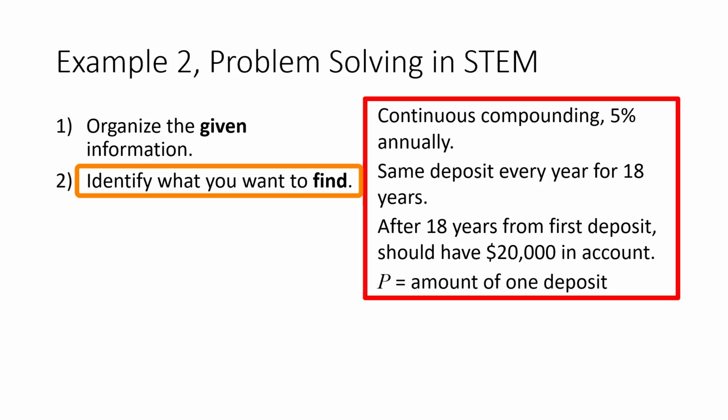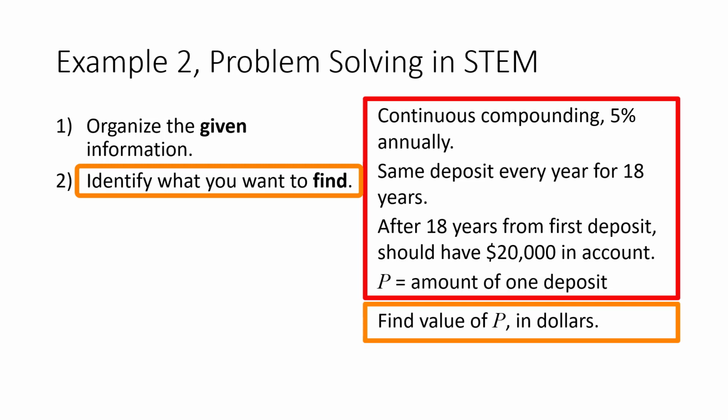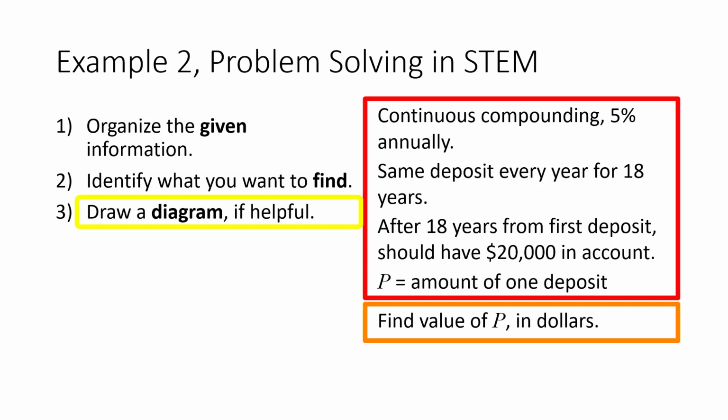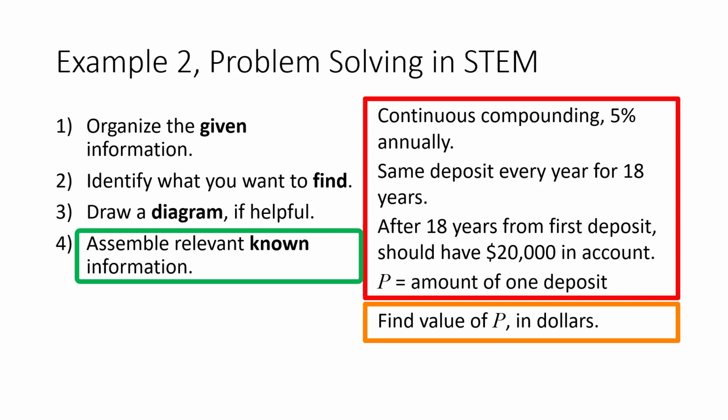Next, we make sure we know what we are trying to find. We want to know how much they should deposit each year. That means we want to find the value of P. In some problems, a diagram is very helpful, but I don't see a use for one here. So we move on to assembling relevant known information.